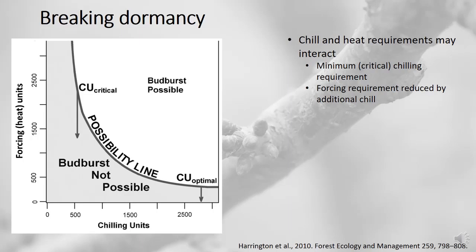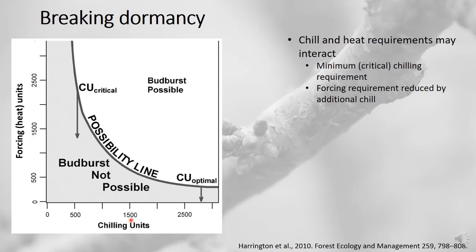The first illustration of this that I know of was developed by Harrington et al. and published in 2010. What's illustrated here is that there are various combinations of chill and heat that can lead to bud burst, and that's illustrated by this possibility line here. You see that this describes various combinations of the forcing needs, the heat accumulation that is needed, and the chilling units here on the x-axis.